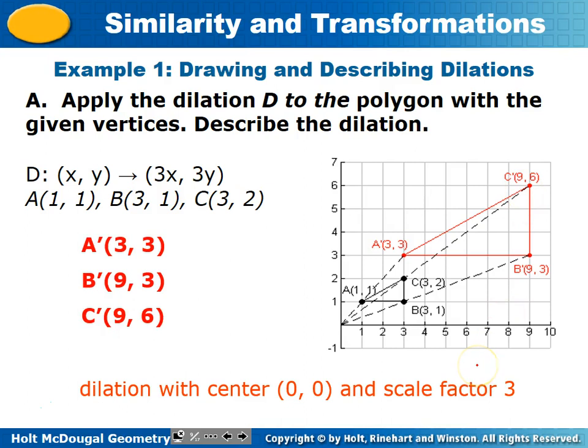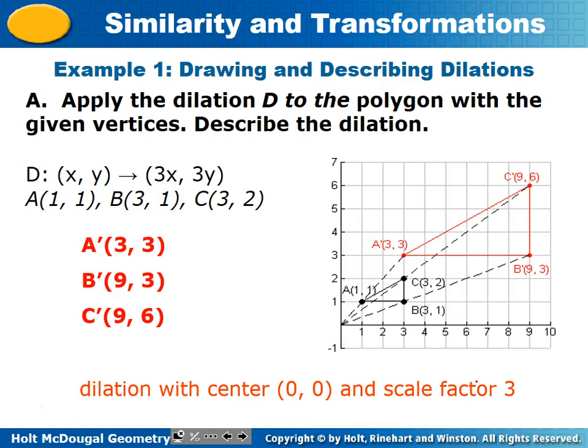I want you to notice that it says here that this is a dilation with a center of (0, 0) and a scale factor of 3. The way that we find the center is we can actually draw a line from one. Let's see if I can do this. I don't know if I can do this with my straight edge, so I'm just going to show you on the board.